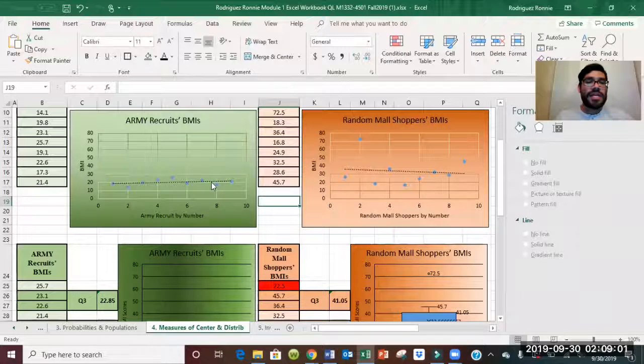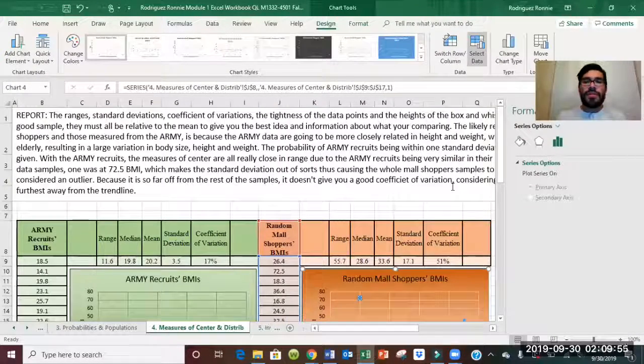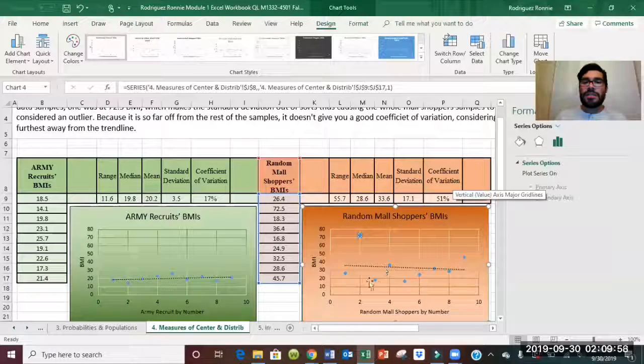Then we have our trend lines here, which show that all the obesities of the Army soldiers are right around the trend line as opposed to here. And, you know, there's a little bit more scatter on our scatter chart here. And then you have this guy, that one at 72.5. That one right there is called our outlier, and it's basically the data point that's just way off to the side.